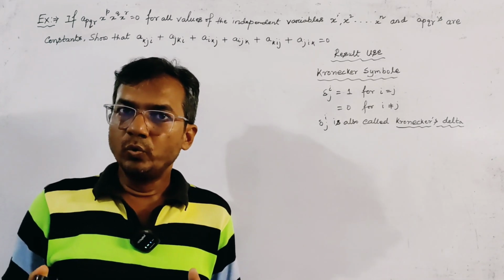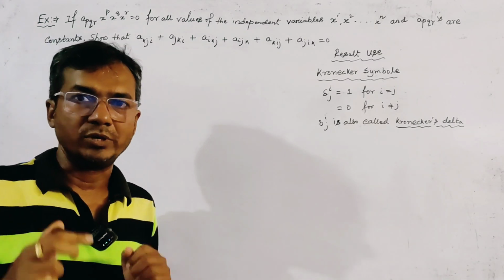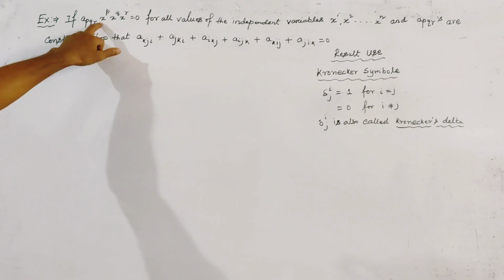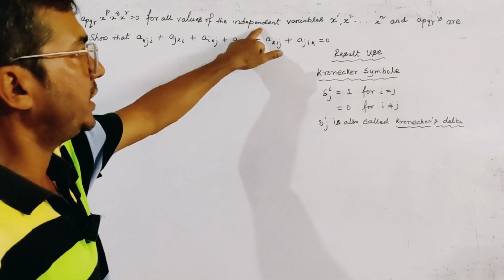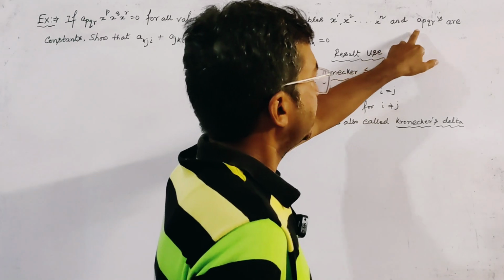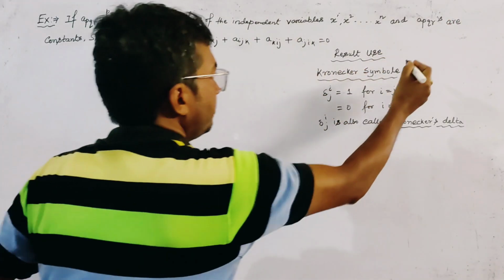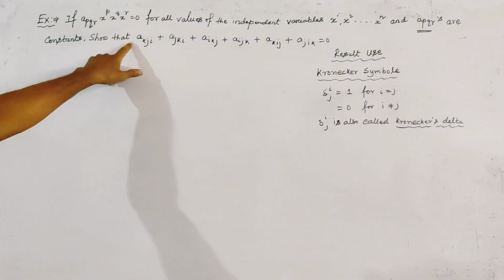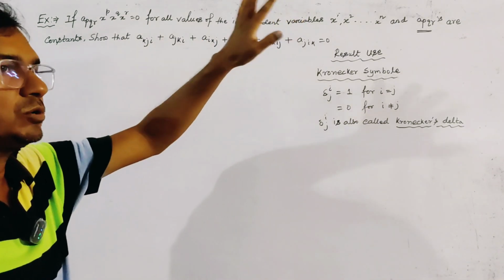In this class, we discuss the solution of an important problem of tensor calculus. The problem is: if a^{PQR} x_P x_Q x_R is equal to 0 for all values of the independent variables x1, x2 to xn, and a^{PQR} are constants, then we have to prove the result that a_{KJR} plus a_{JKR} plus a_{IKJ} and so on is equal to 0.